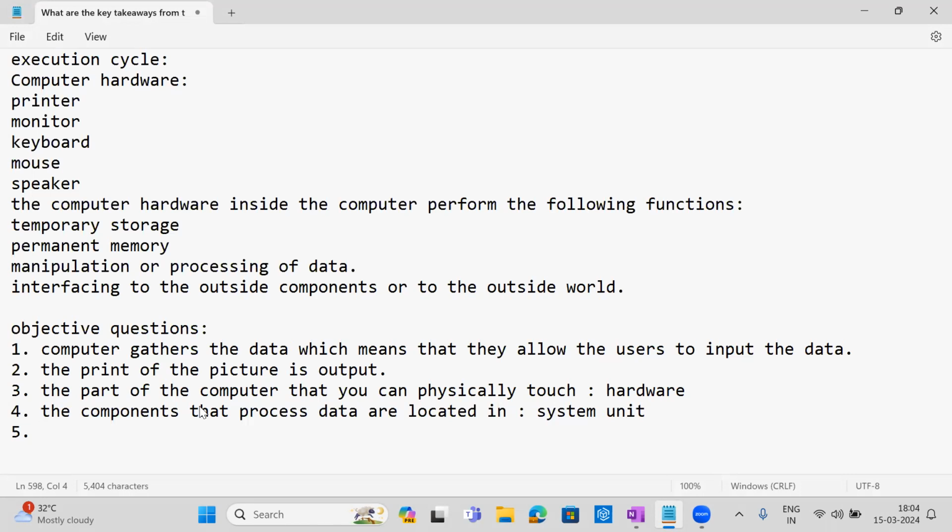All of the following are examples of input devices except. I can also write which is not the input device. Is it scanner, mouse, printer, keyboard? It is printer.